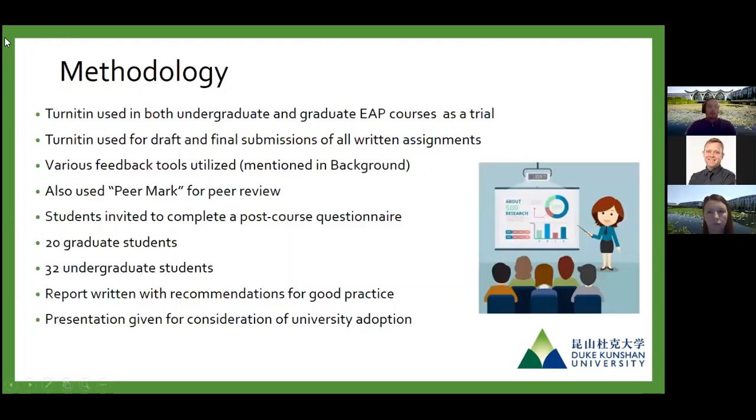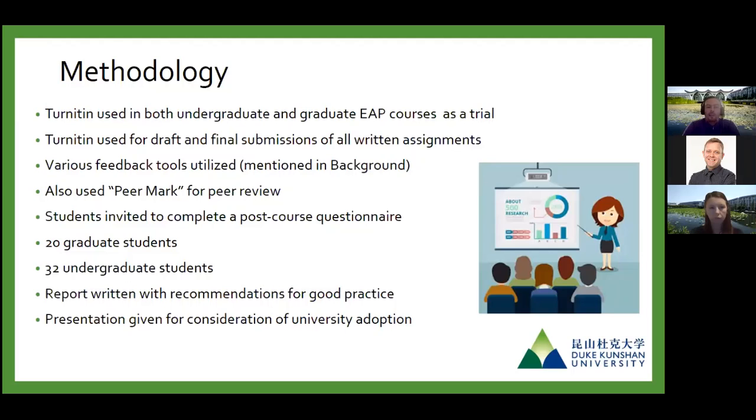So in terms of the methodology, we used Turnitin in both of these courses in the second semester as a trial. Not only did we use this for the final submission of written assessments, we actually used it during the writing process as well. So for first drafts, second drafts, and also for final submissions. As mentioned in the background, we try to use as many of these recommended feedback tools for Turnitin as possible. And we also used the peer mark feature to provide students the opportunity to do peer review of their classmates' assignments and also self-review as well.